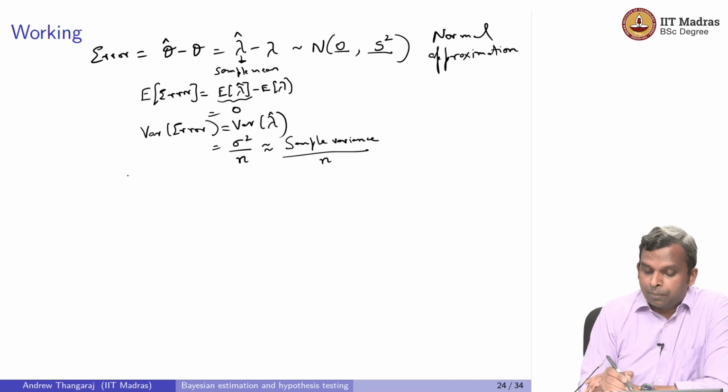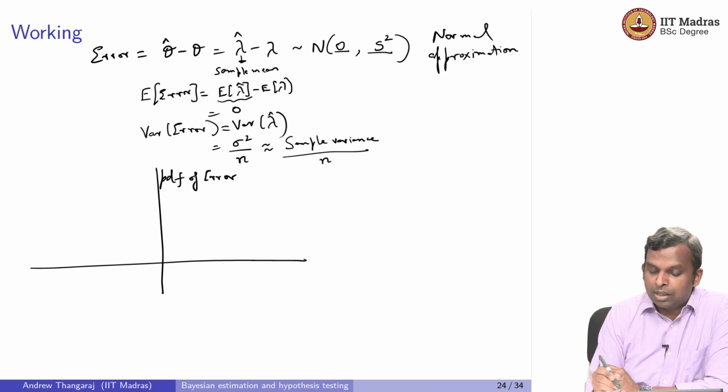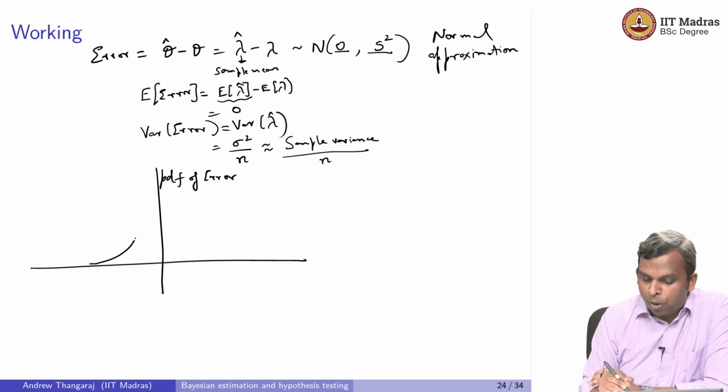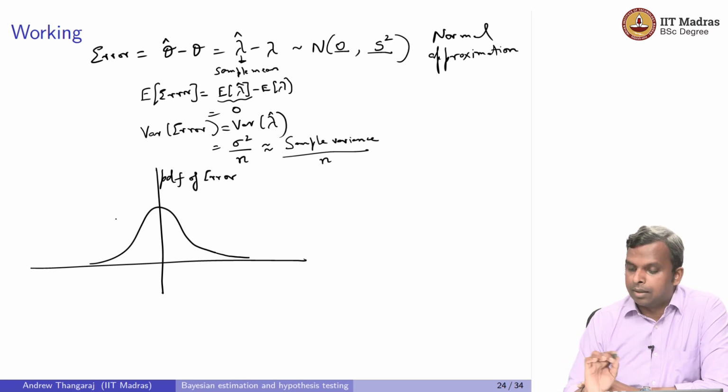So if you want a picture of the PDF of error, this is our approximate PDF, right? So it's going to be normal, mean 0, and variance is something like this. So this is how it will look. It will look like this, okay? This is a good picture to keep in mind.